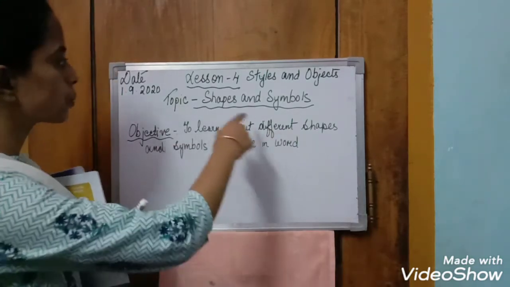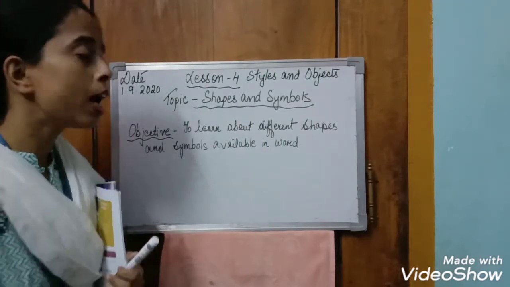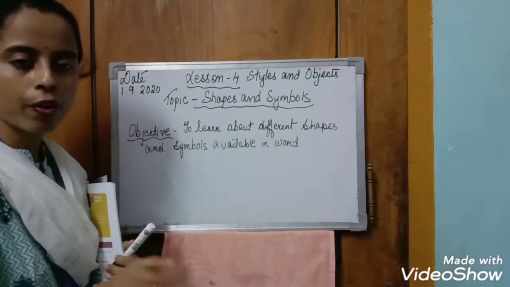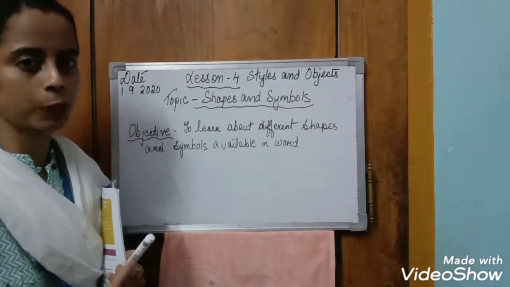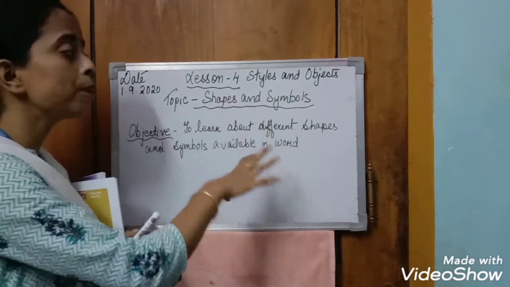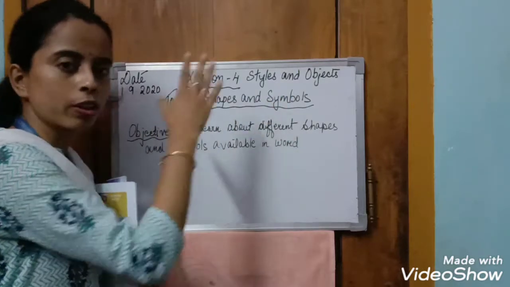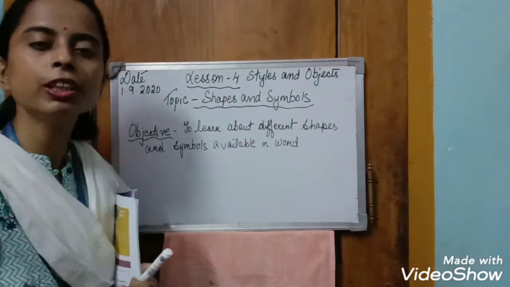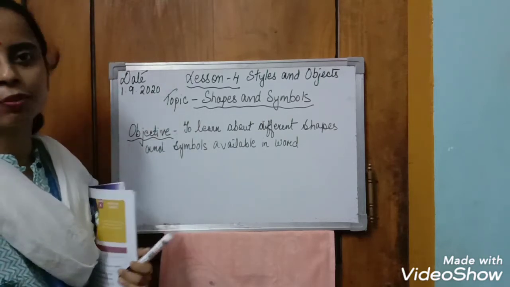So, the topic is what? Shapes and symbols. First, I am going to explain how to insert shapes in Microsoft Word. After that, I am going to explain how to insert symbols. Certain symbols are there. Those are the things we are going to discuss in today's class. Clear, children? So, let's start our class.